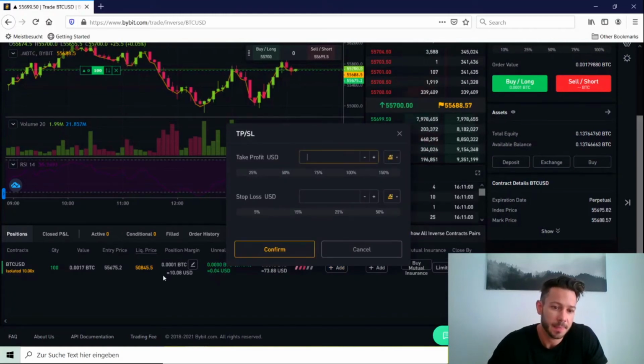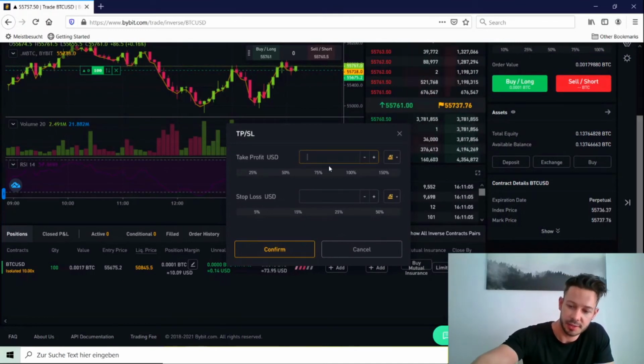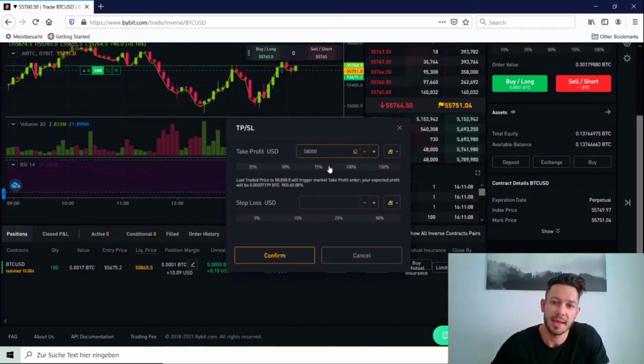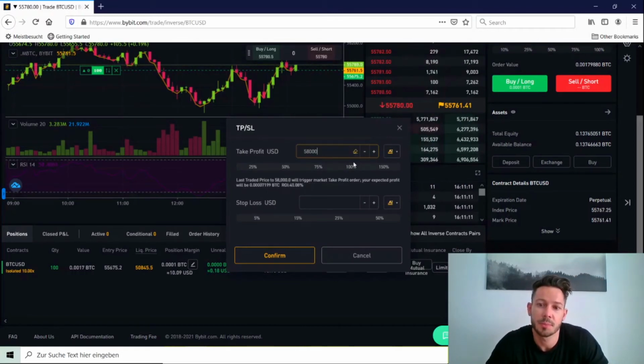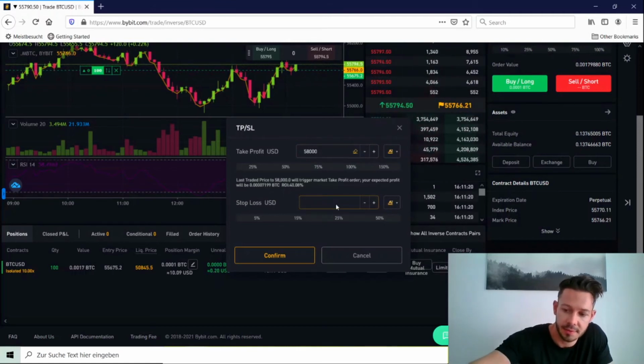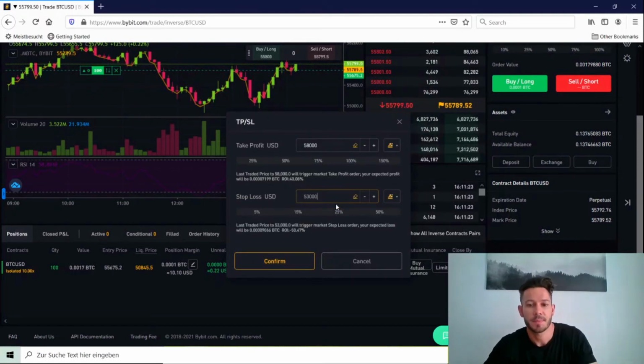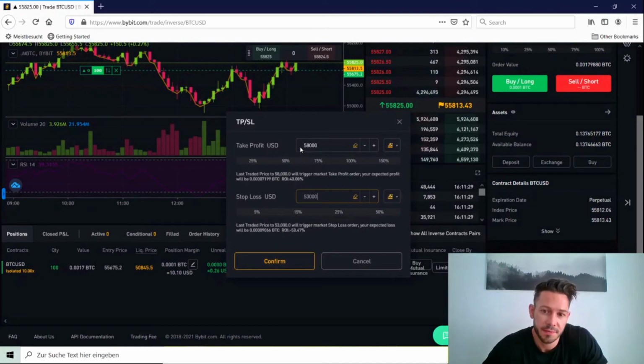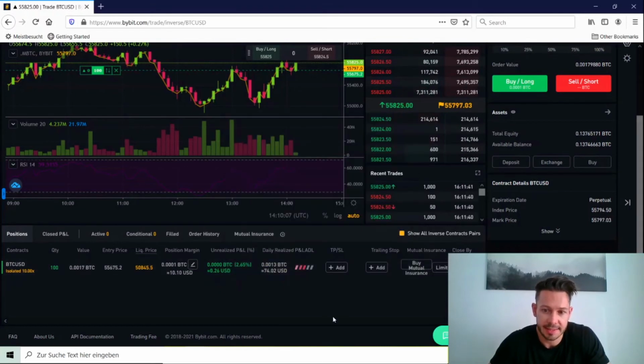This means, as you can see, we entered the position at this price, and we could say that we want to close the position if we reach a price of $58,000. Okay, then the position would close. On the other hand, we could place a stop loss order. Let's say, for example, 53,000. This means if we would confirm it now, our order gets closed and we would secure our profit at 58,000, and at 53,000 we would also close it, but of course in a loss. So for now we just keep it like that.